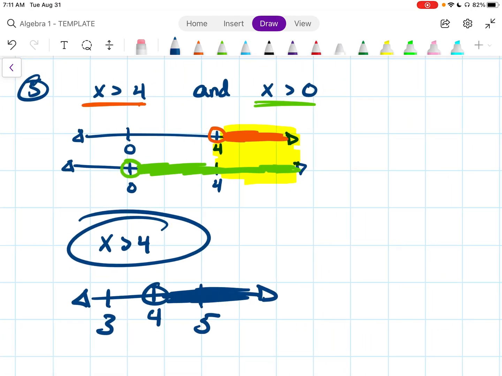Okay, so that's one of those funky ones to where having this and x is greater than 0, that really has no meaning to this, right? It doesn't change the problem. It just makes the problem take a little bit longer. But the answer would be the same as just x is greater than 4.